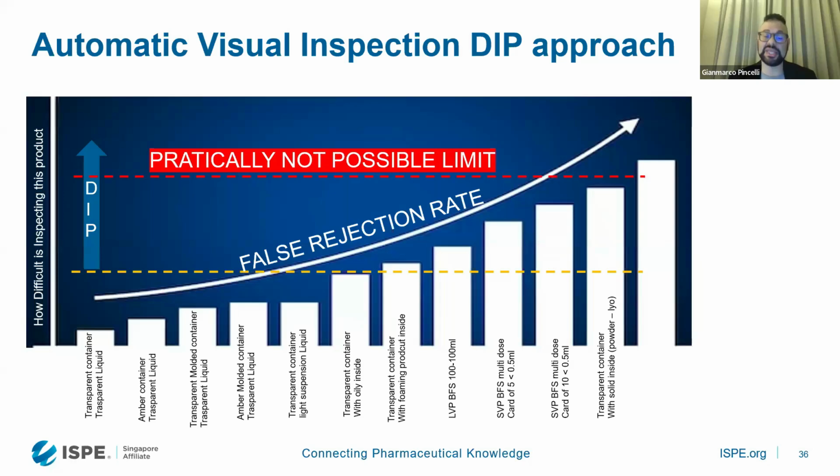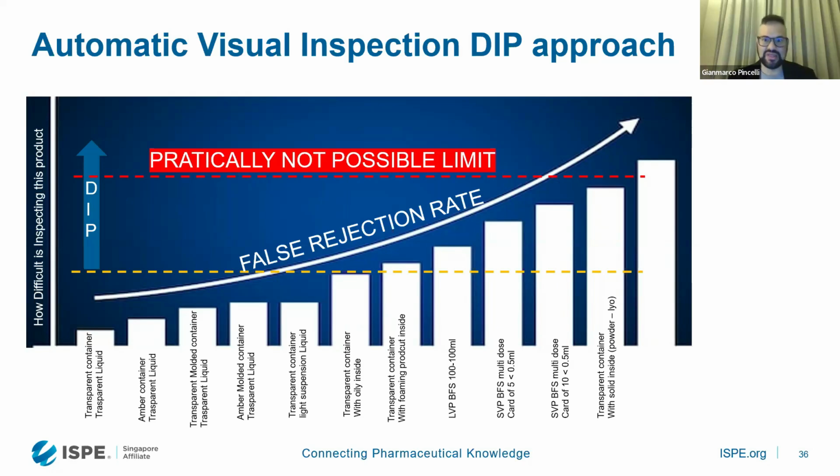We have some AI application that mitigates that, but this is just to give you some idea about how difficult inspecting some types of product is. On the right, there is the white column that is exceeding, practically not possible. Just to remind you that maybe some products cannot be automatically inspected.